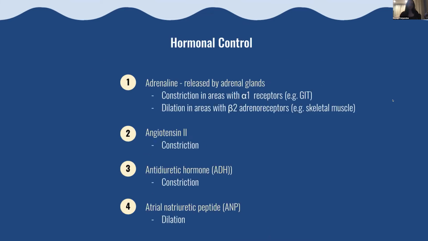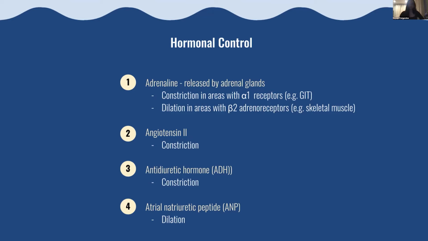And then the last one is hormonal control. So these are just 4 of the main hormones that you should be familiar with, whether they cause vasoconstriction or vasodilation. You'll probably touch on them in more detail in year 2, but I'd say you don't need to know how, just be familiar with the fact that each one will cause either constriction or dilation.